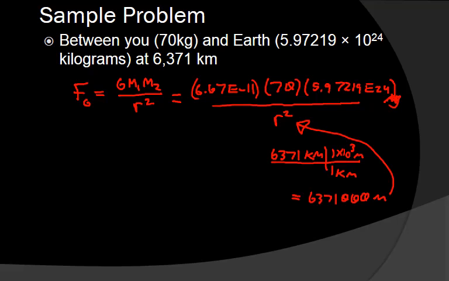So we've got our radius there. Make sure the radius is squared. I think on your equation sheet it's got d instead of r, representing distance instead of radius. Same thing. And we should get 686.977 newtons as the force of gravitation.